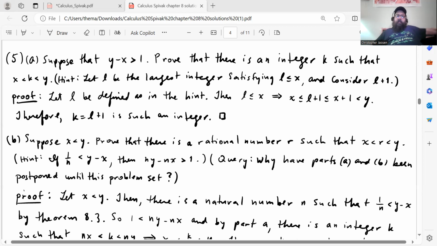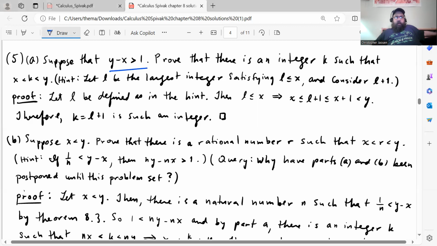And from the inequality L less than or equal to x, we get that L plus 1 is less than or equal to x plus 1, by just adding 1 to both sides of the inequality. And obviously x plus 1 is less than y, by the assumption that y minus x is greater than 1. Okay, and that's the proof basically for that part.